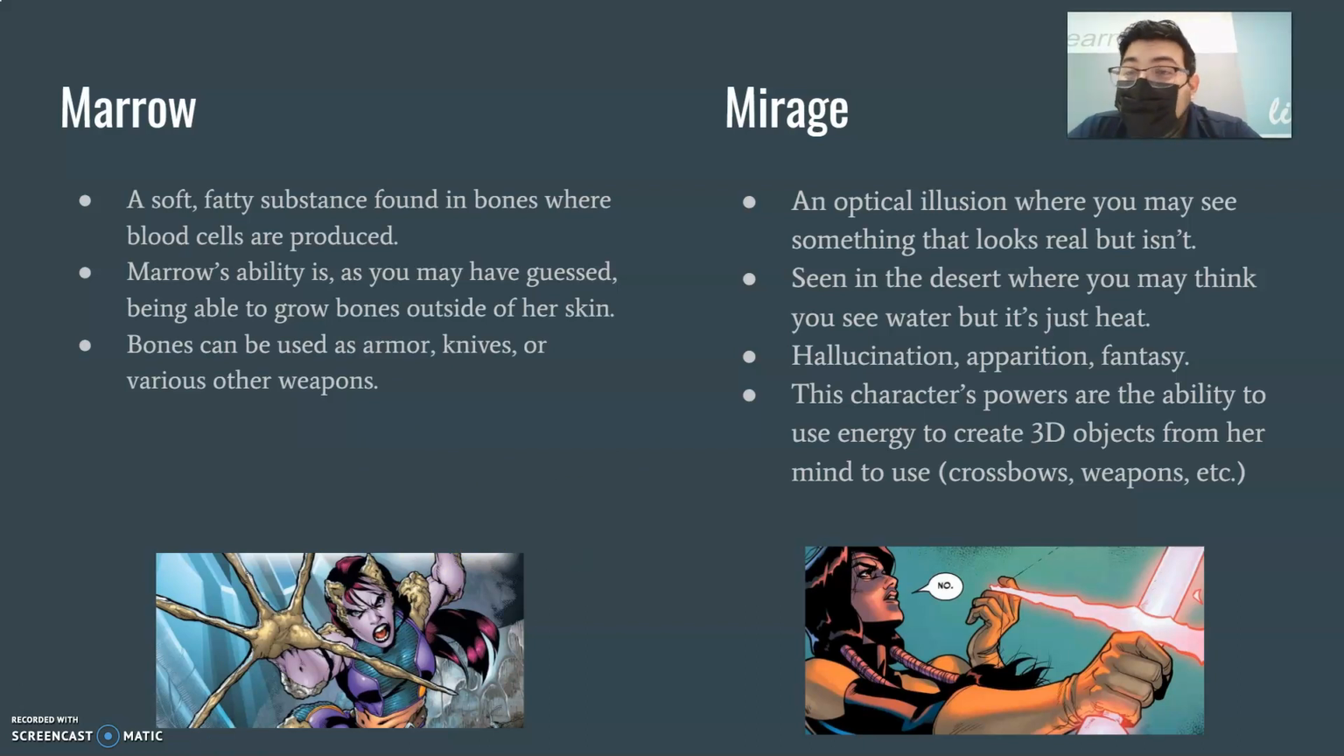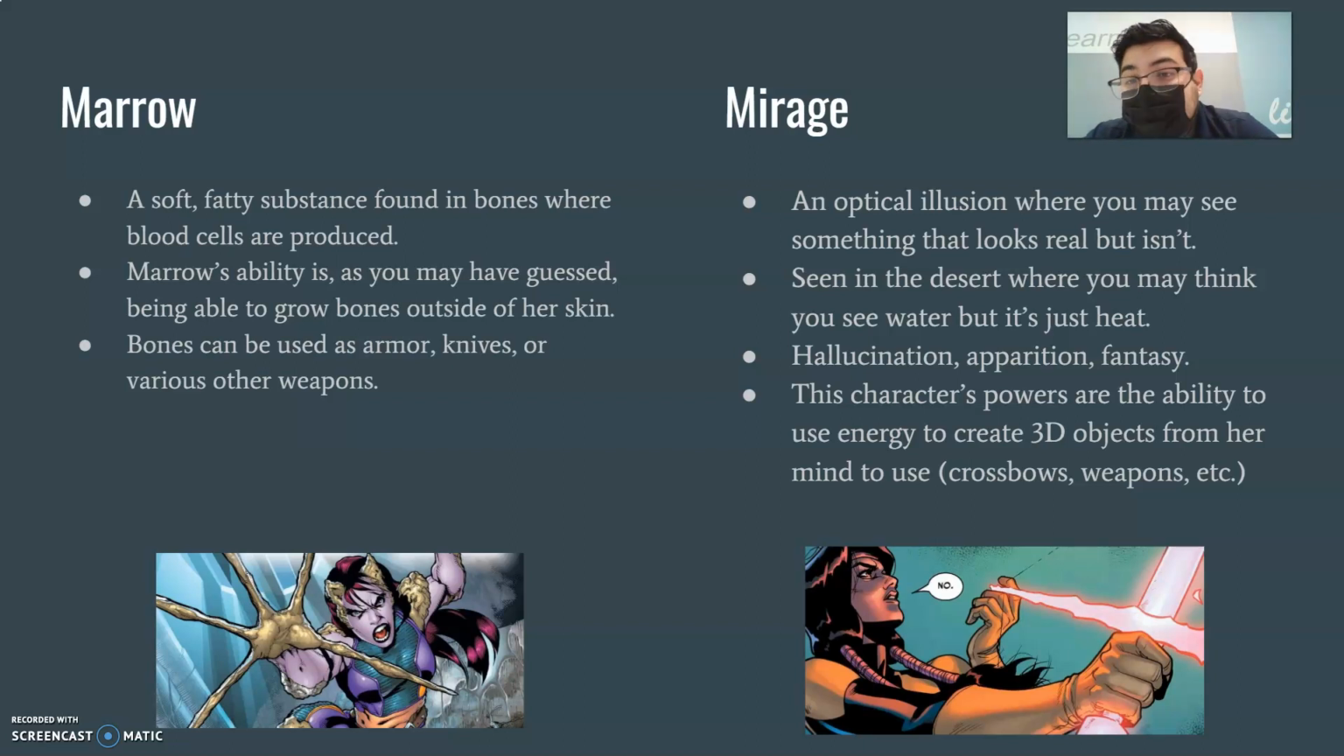Next up, we have Mirage. Mirage means it's an optical illusion where you may see something that looks real, but it isn't. You mainly see this in the desert or in places where it's really hot. You know, when you're walking and it's super hot and you can see the heat on the floor and it kind of looks like a pool of water. Well, that's where the word comes from. That pool of water that you might think is there is called a mirage. You think it looks like something, but it's really not.